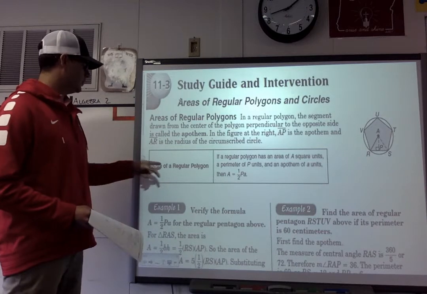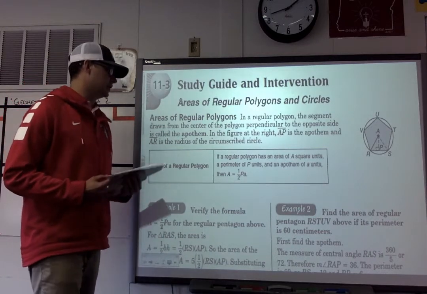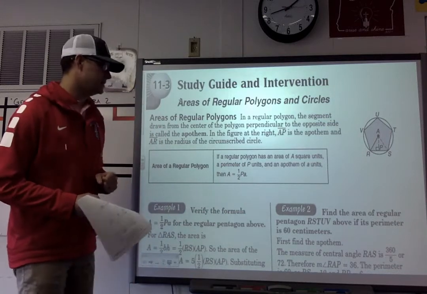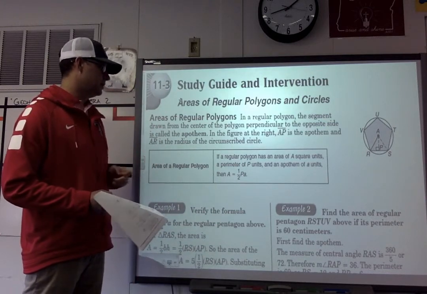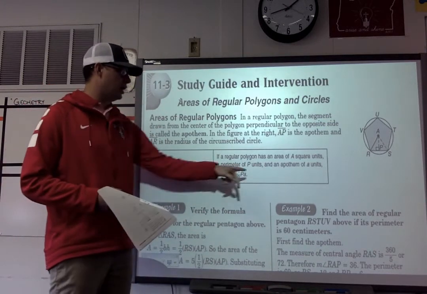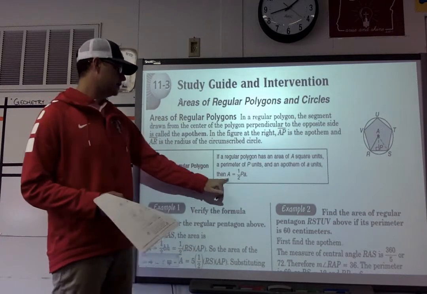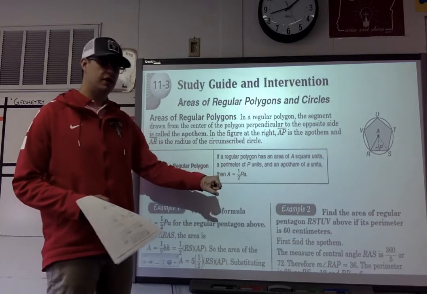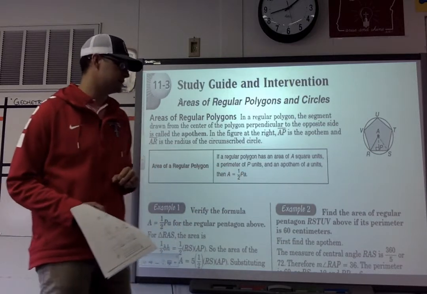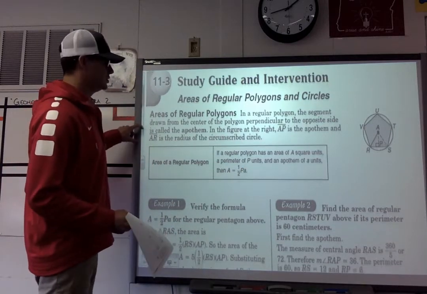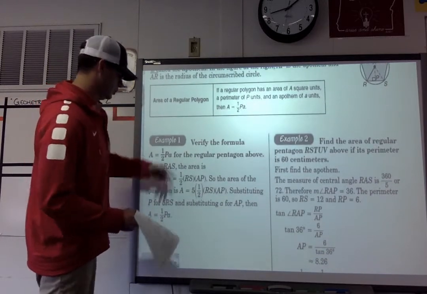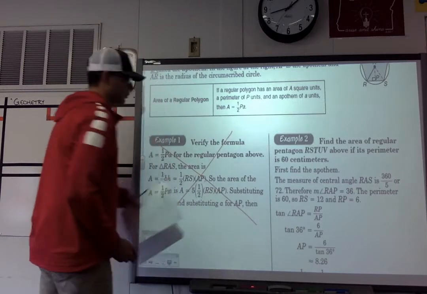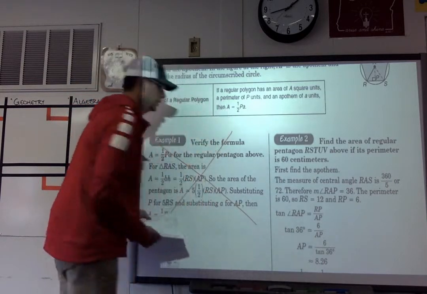So in order to find the area of a regular polygon, if a regular polygon has an area of A square units, a perimeter of P units, and an apothem of a units, then the area is equal to 1/2 times the perimeter of the polygon times the apothem. So we're going to ignore example 1 right now, and we're going to take a look at example 2 here.